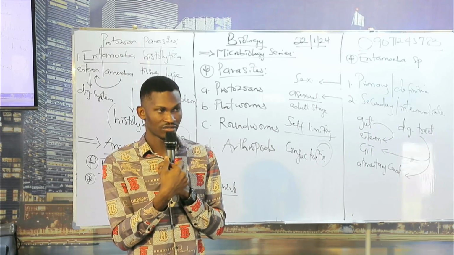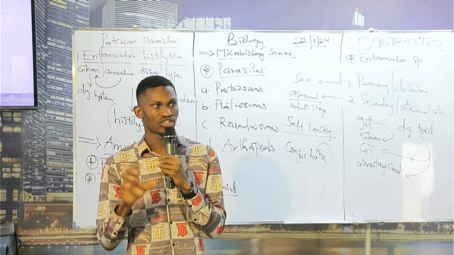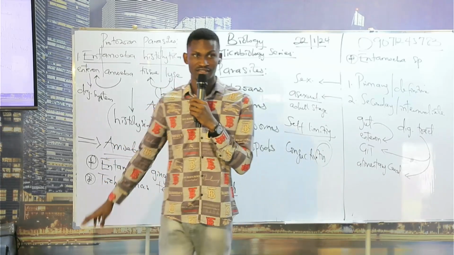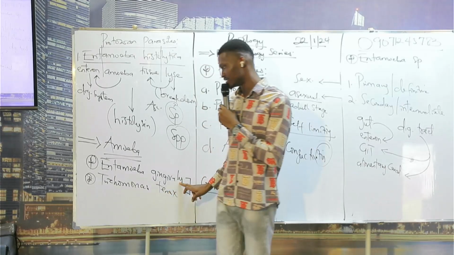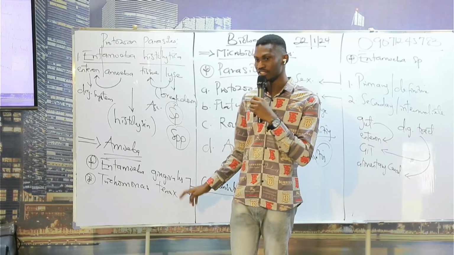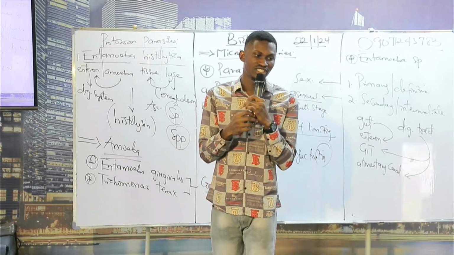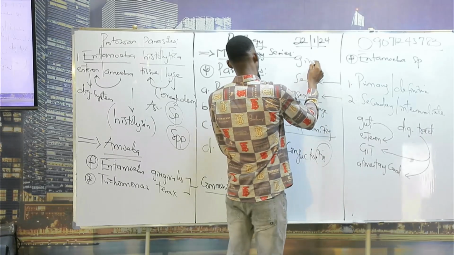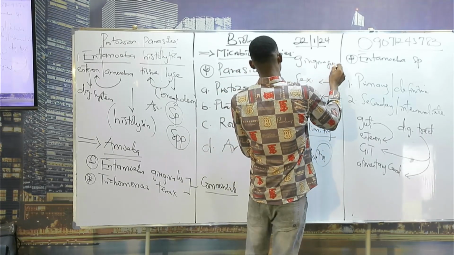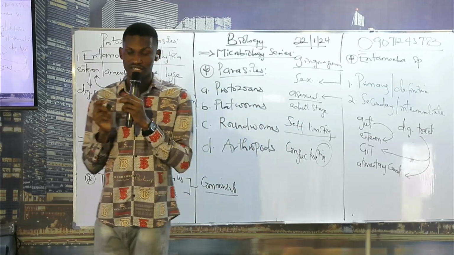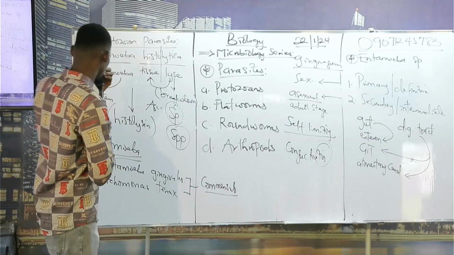Is that making sense? So these organisms, actually, we say they are commensals. And which organism is that? Entamoeba gingivalis and Trichomonas tenax. Gingivalis: your mouth, your gum is called gingiva. In medicine, the gum of the teeth is called gingiva. So that's where the name gingivalis is coming from. Nevertheless, you'll learn more about all these things later.